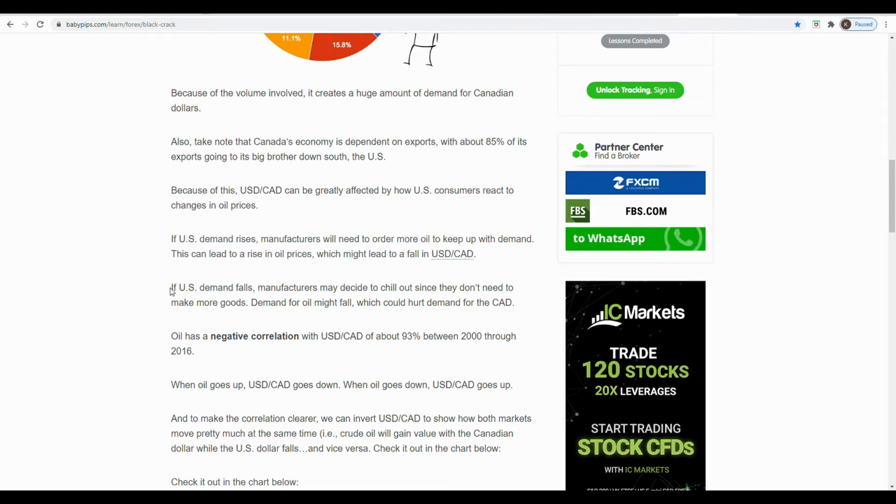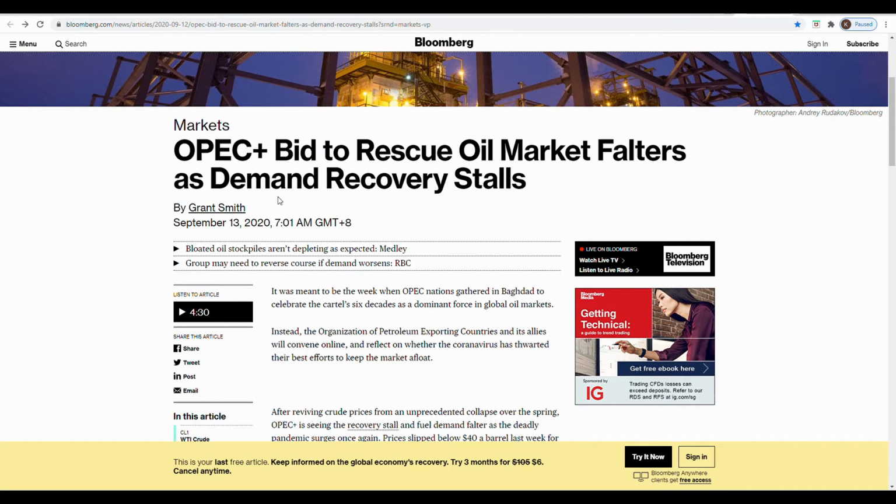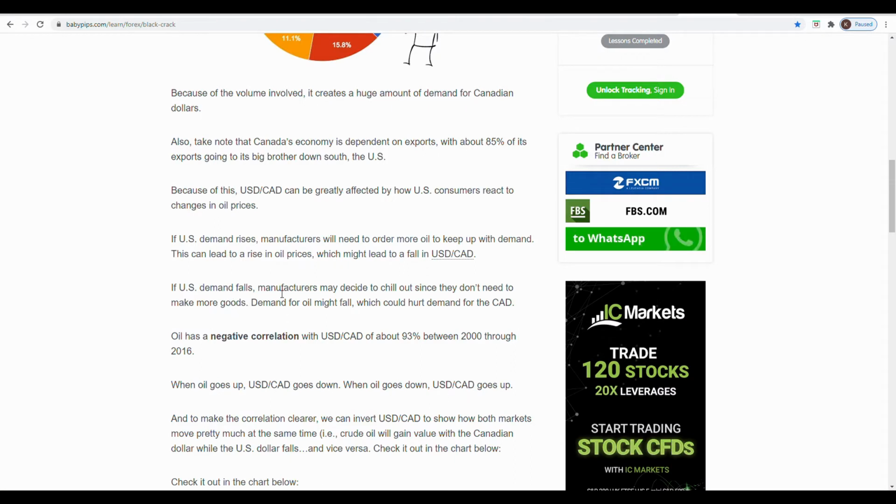But right now, if the demand for oil falls, as we know, look at the news itself, oil demand recovery stopped. So manufacturers will stay aside, they don't need to buy more oil. If they are not going to buy more oil, the demand for oil falls, USD remains. No one wants to buy Canadian dollars, so eventually it will go higher. USD up, Canadian down.